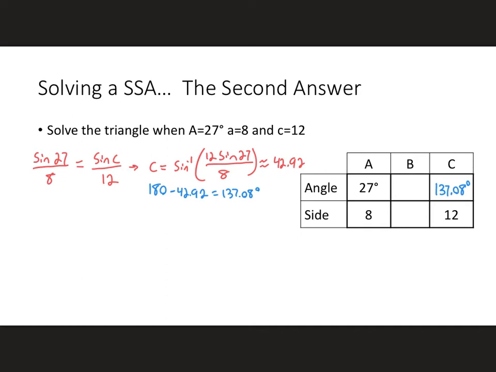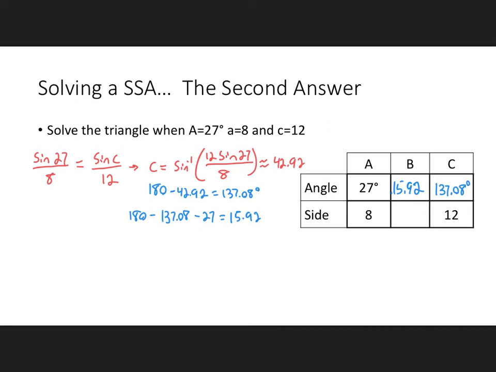So 180 minus 137.08 minus 27, the two angles that we know, is there enough room to make an angle B in this triangle? And yes, if we subtract 137.08 and 27 from 180, we have 15.92, which doesn't seem like a very big angle, but it's big enough to be an angle B. And we noticed from that diagram that angle B was going to be very acute. So 15.92 certainly could be the measure of that acute angle.